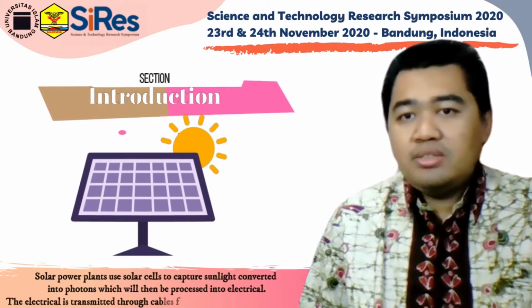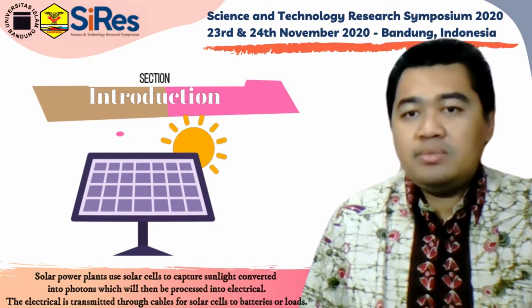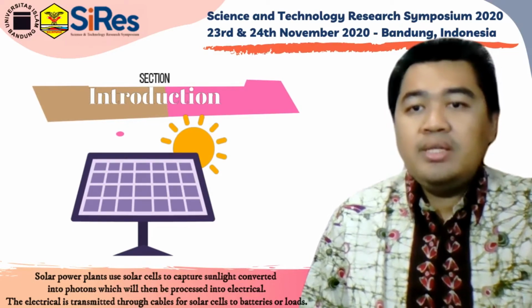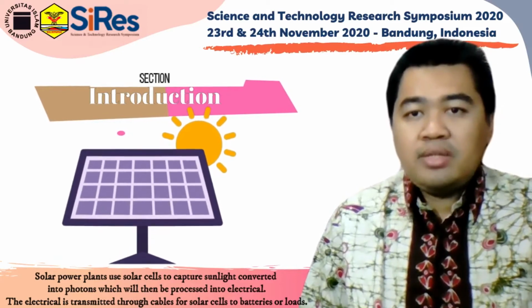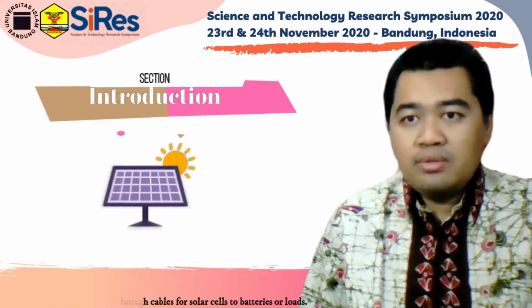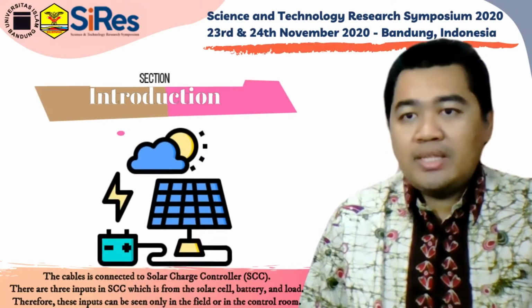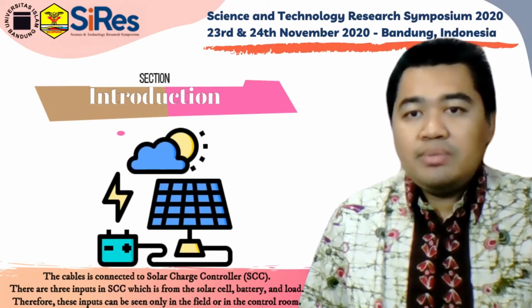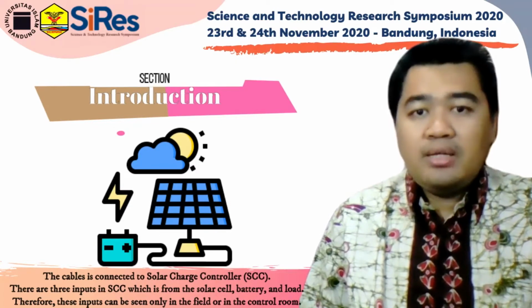Solar power plants use solar cells to capture sunlight, convert it into photons, which will then be processed into electricity. The electricity is transmitted through cables from the solar cells to the battery or loads. The cables are connected to the solar charge controller, or SCC. There are three inputs in the SCC, which are from the solar cell, battery, and load.